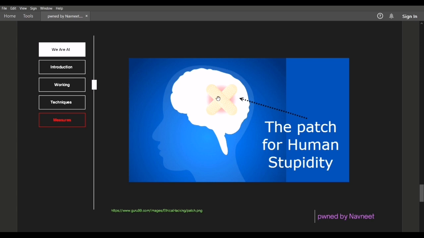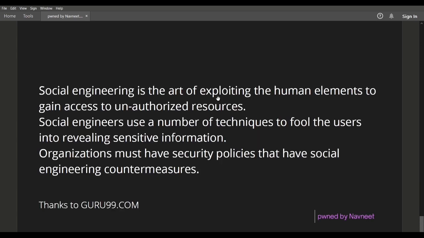Most techniques employed by social engineers involve manipulating human biases. So the summary here is: social engineering is the art of exploiting the human element to gain access to unauthorized resources. Social engineers use a number of techniques to fool the user into revealing sensitive information. Organizations must have security policies that include social engineering countermeasures.